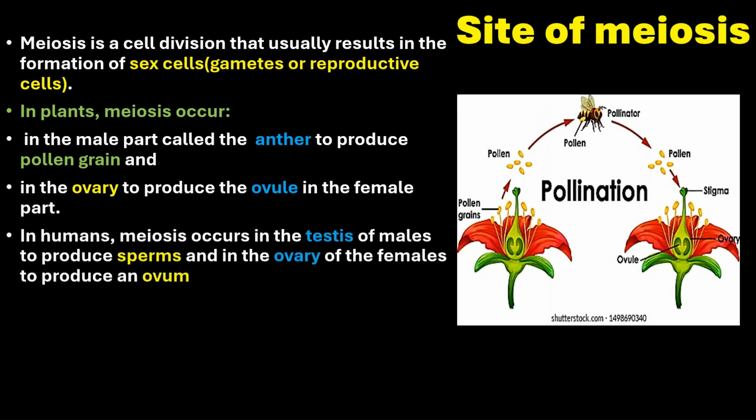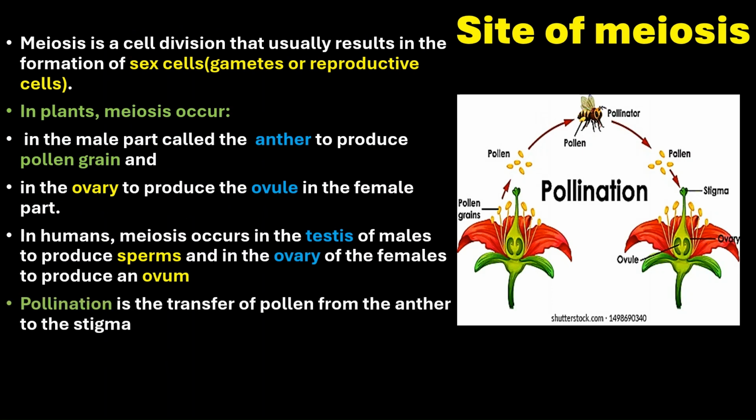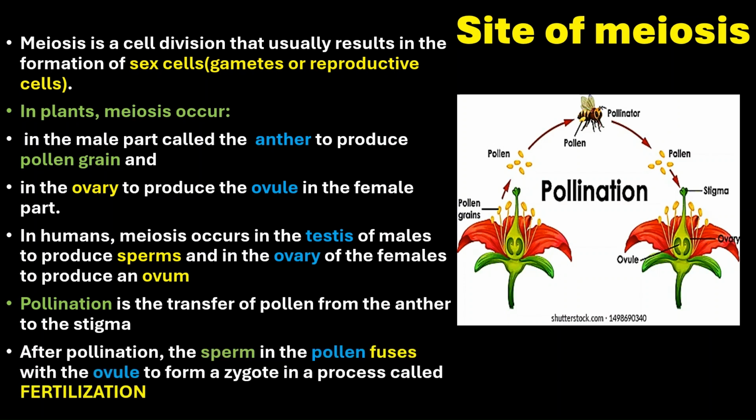In humans, meiosis occurs in the testes of males to produce sperm cells and in the ovary of the females to produce an ovum. Pollination is the transfer of pollen from the anther to the stigma. And then after pollination, the sperm in the pollen fuses with the ovule to form a zygote in a process called fertilization.